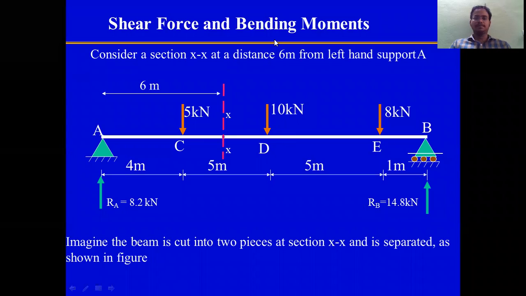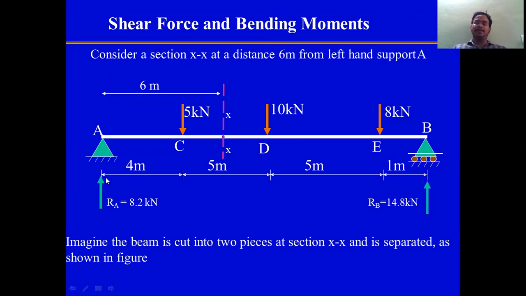Hello everyone. We will continue with the sign conventions of shear force and bending moments. During the last video, we learned how to find the reactions at the supports A and B. Now, in this lecture, we will see what shear force is and where we will determine it.